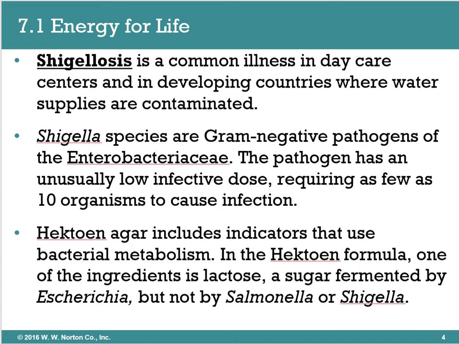But there is an agar that specifically indicates how it metabolizes. Within that agar, there is an ingredient called lactose, and a lot of species will ferment that sugar. Shigella and Salmonella actually don't ferment it, whereas E. coli does. So based on how they metabolize, we can use that to our advantage to identify certain bacteria.